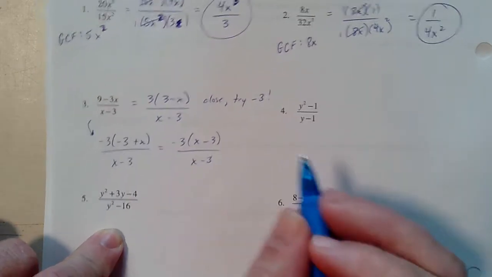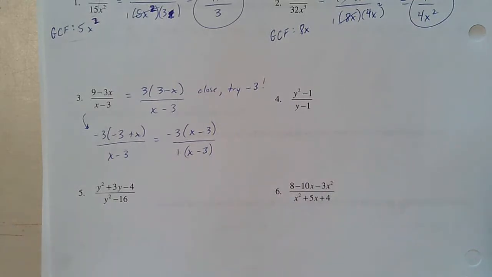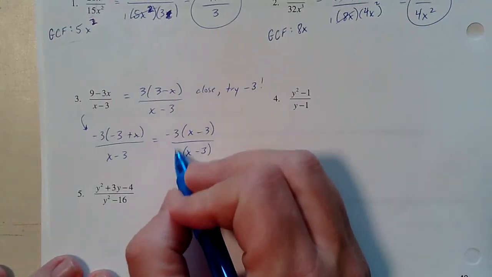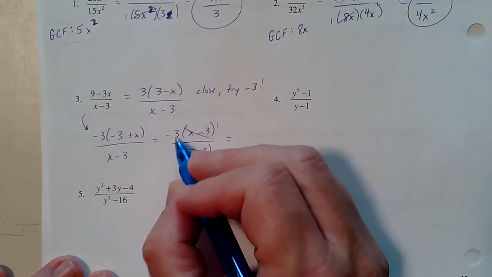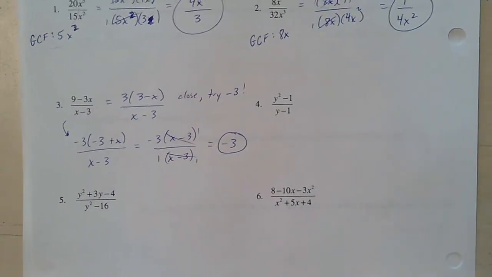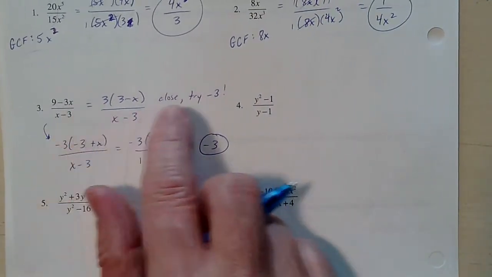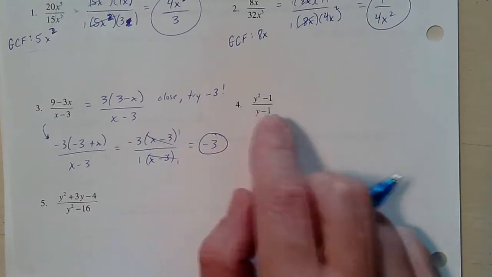If you're wondering what's left, you might want to write this as x minus 3 times 1, because that's the coefficient of that. And then it's very clear what's left down here. So the x minus 3's are gone, and we're left with negative 3 over 1, or just negative 3. Okay? These are all a little unique, so I'll have you try 5 on your own. Let me show you 4.